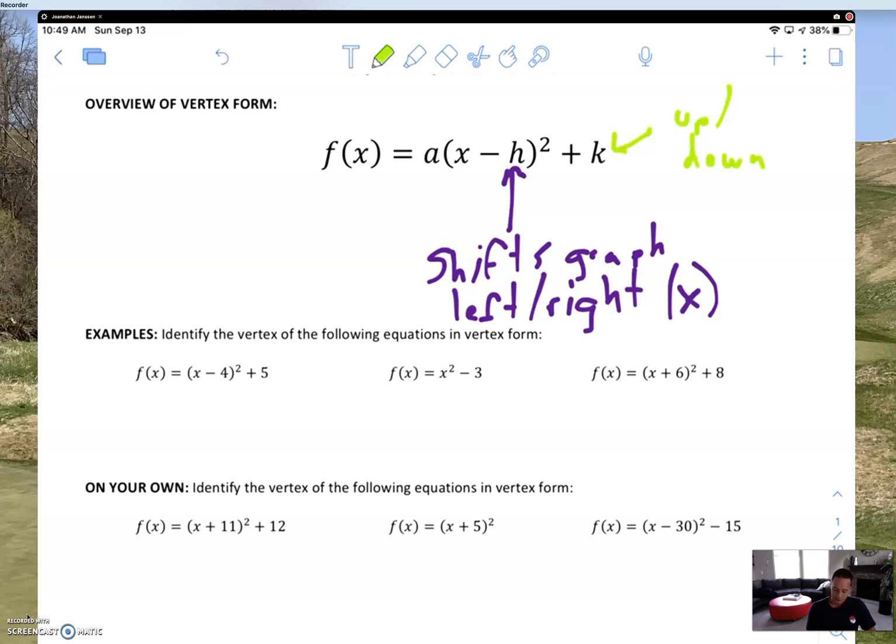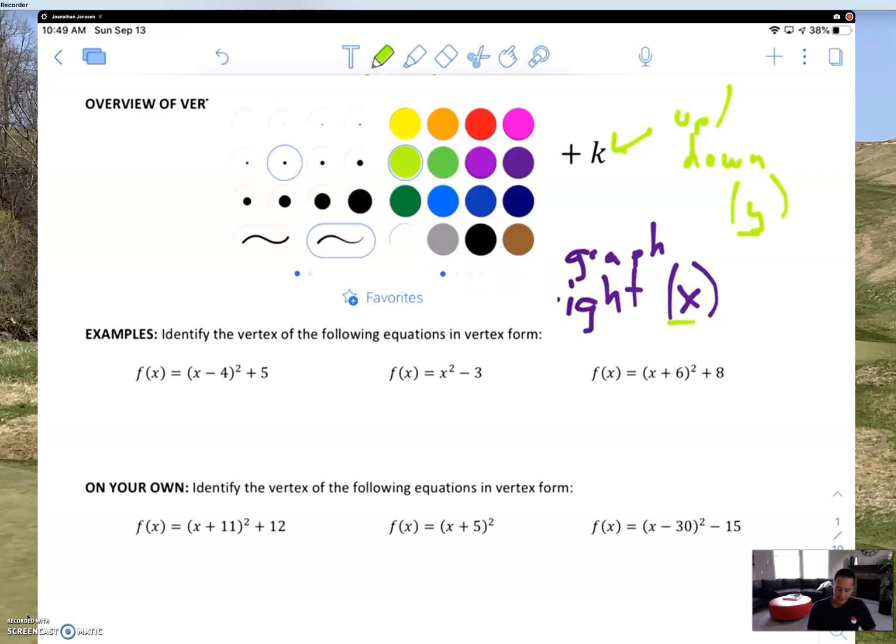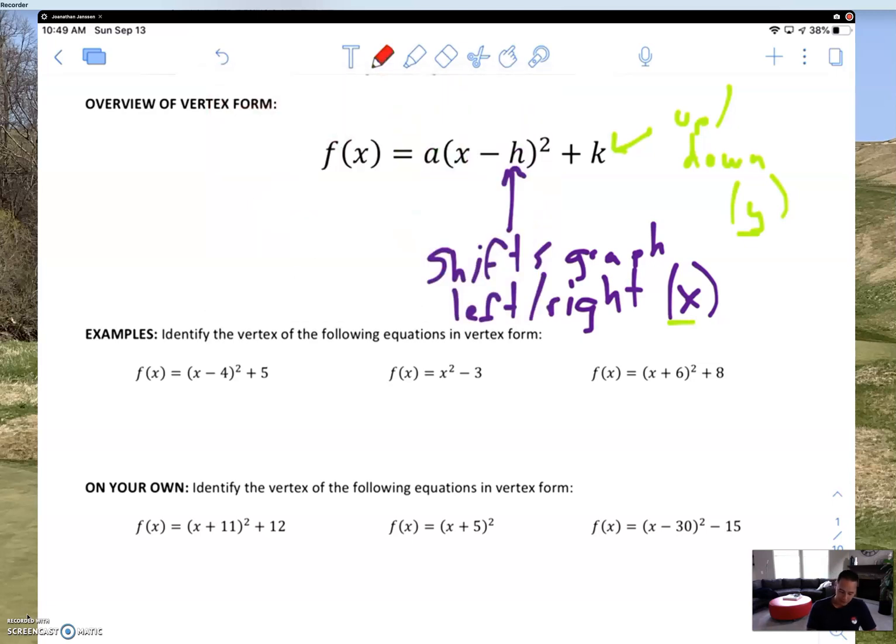And it gives you the y-coordinate of the vertex. So the reason that this is called vertex form is because you can really quickly and easily identify the coordinates of the vertex with just this x and this y. Now this a is going to be a little bit more confusing, and it tells you a couple things.